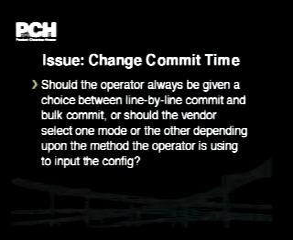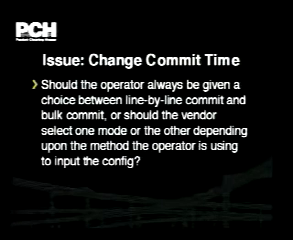Change commit time. There's a distinction between line-by-line commit, where every time you hit a carriage return as you're entering configuration, that last line of configuration immediately is committed to operational status. That is, it goes into effect. If your last line was, interface, the one I'm logging in through, shut down, then you're not going to be typing anything on the next line. Is that okay?